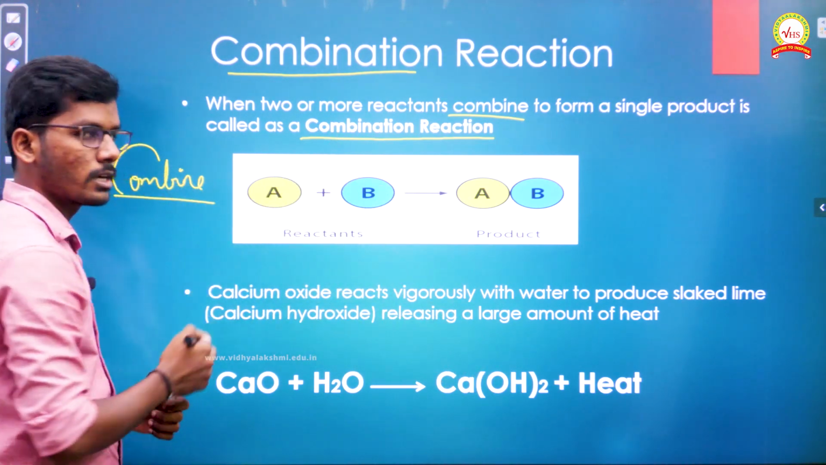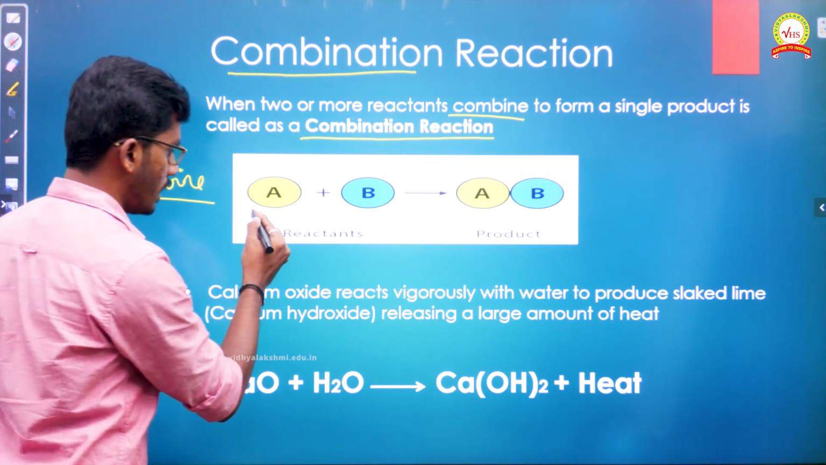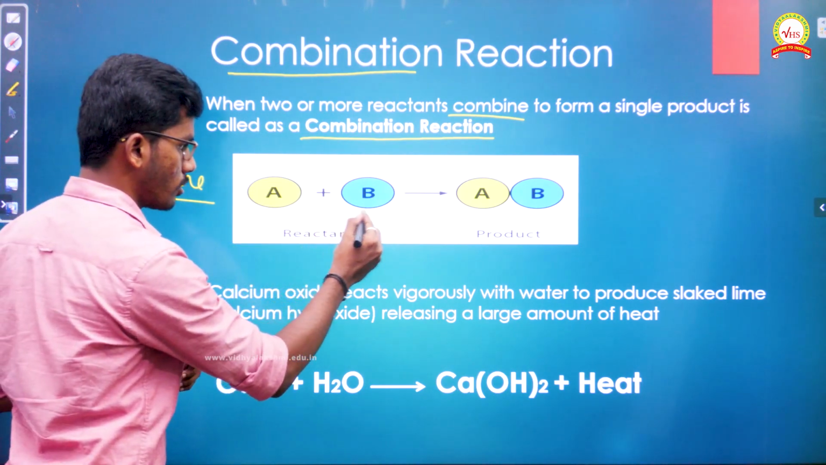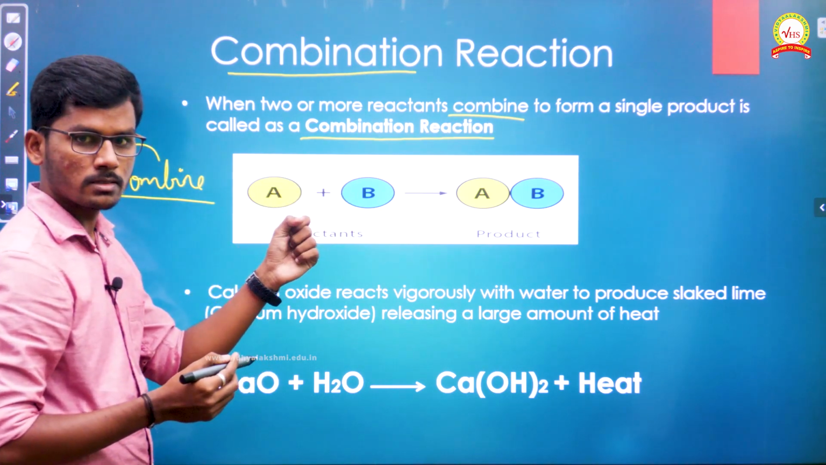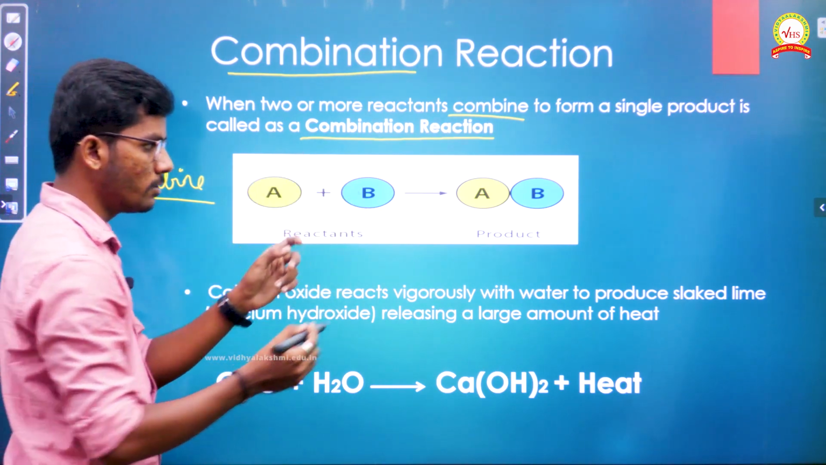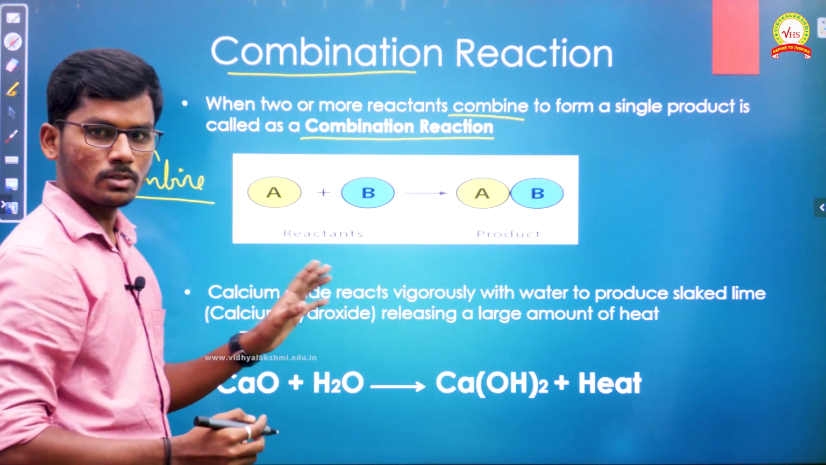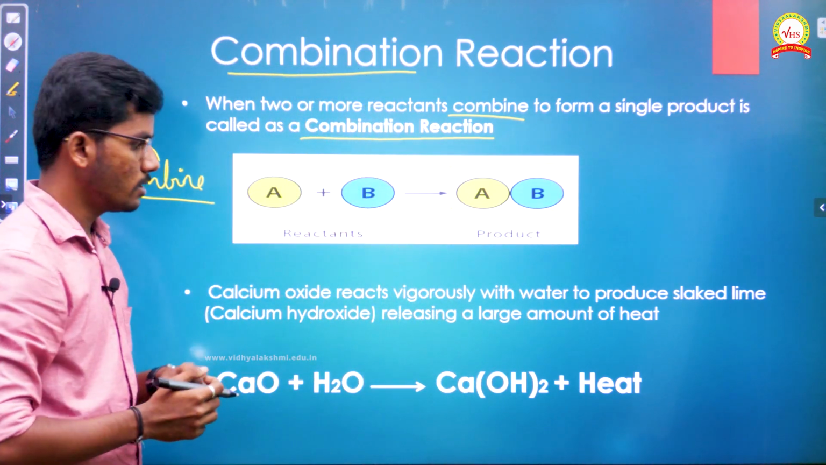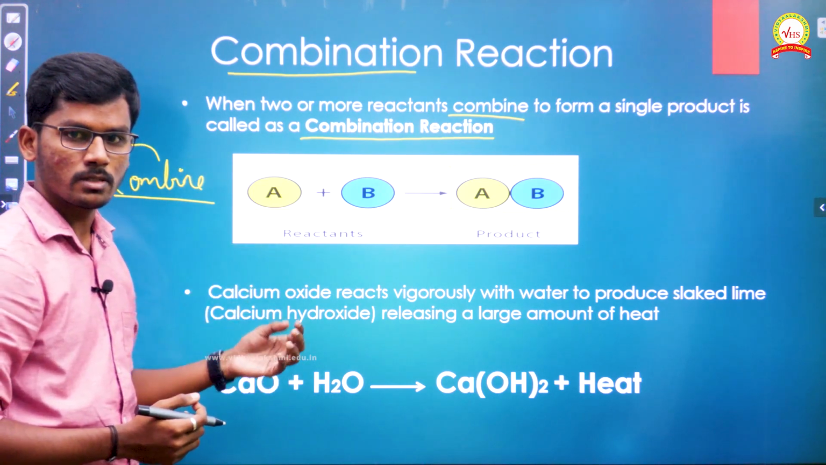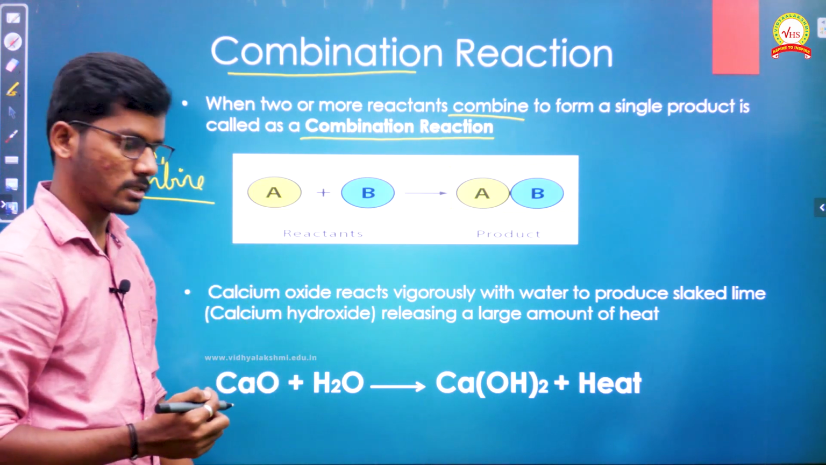This is a model example for you. Just for example, A is one of the reactants and B is one of the reactants. If these both reactants combine together, they give a single product called AB. This is how combination reactions take place. So let us discuss some examples which involve this kind of combination reaction.